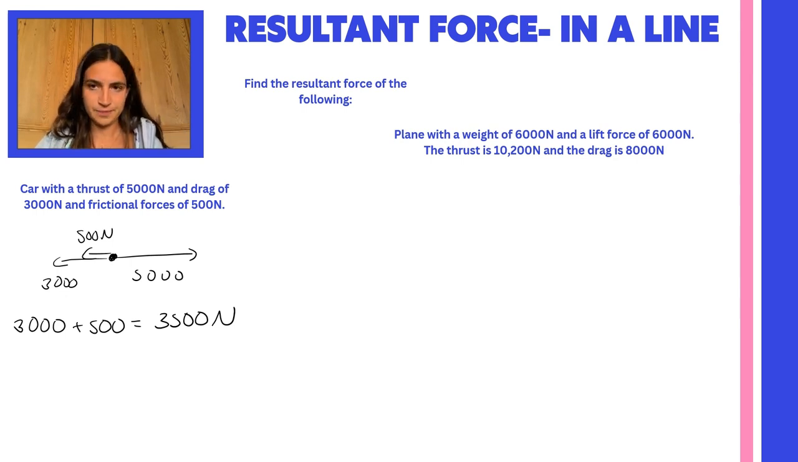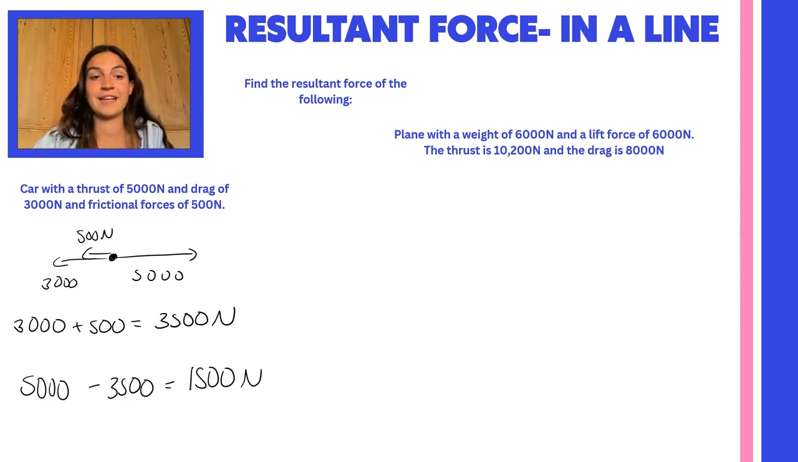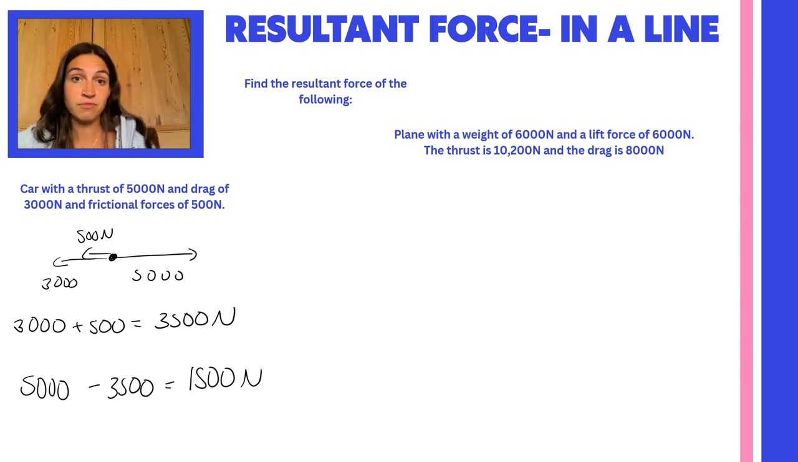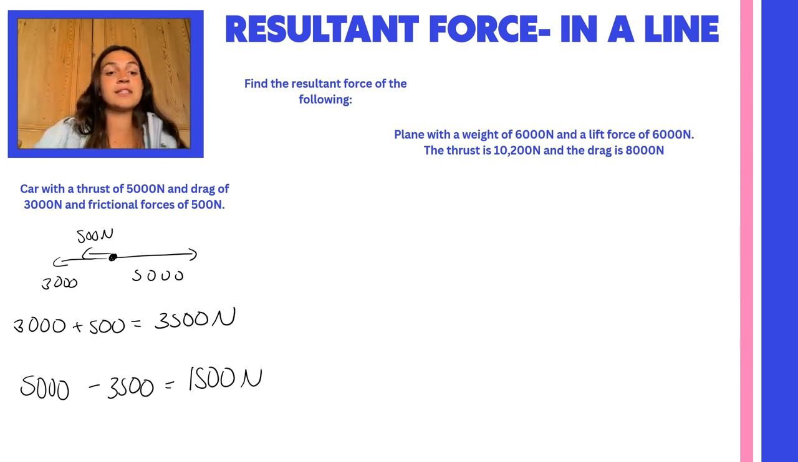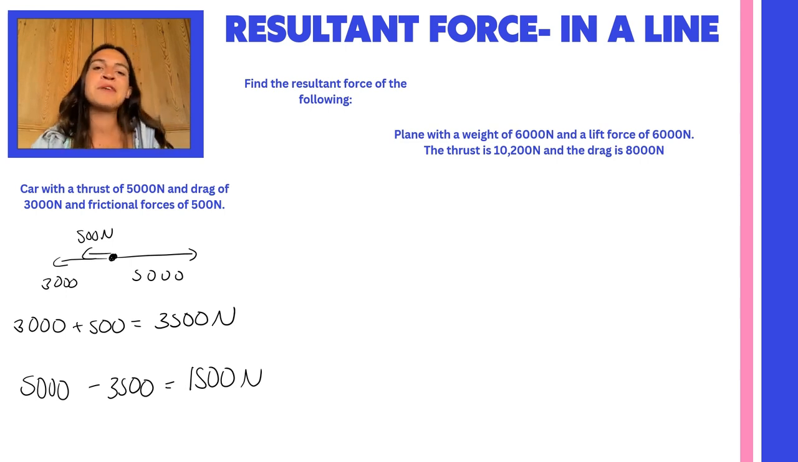Okay, so 5,000 to the right, 3,500 to the left. Then I'm going to take that 5,000 newtons pulling it to the right and minus the 3,500 newtons trying to pull it to the left, and therefore that will give me my resultant force, which is acting on my car, and that is 1,500 newtons.